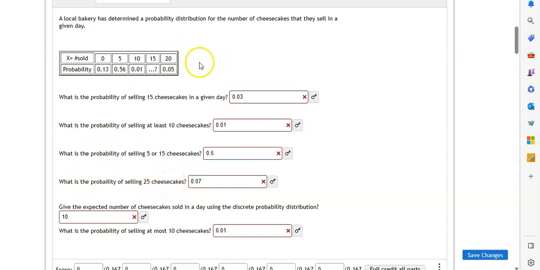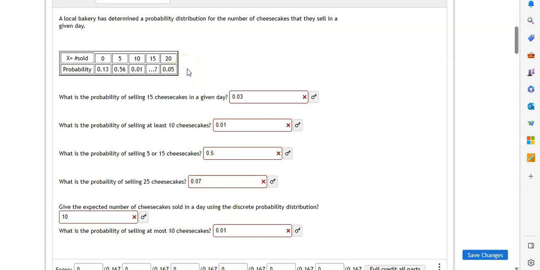All right, now, what is the probability of selling 25 cheesecakes? Notice there is no 25 in our chart. And if it's not in our discrete probability distribution, its probability is 0. We've never sold 25 cheesecakes, this particular bakery. So we would put 0 there if it's not in the chart.